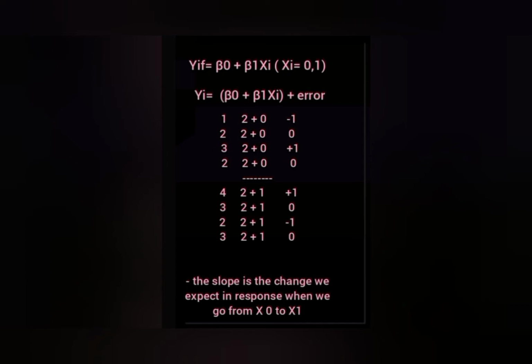Thus, the null hypothesis when there are two groups will be mean A equals mean B, which indicates beta 1 equals 0. In other words, we test whether the slope is equal to 0. Therefore, if the mean of drug A is equal to the mean of drug B, we expect to demonstrate that the slope is 0. The expected y-intercept is equivalent to the expected value when x is 0, and the slope is the change we expect in response when we go from x0 to x1.